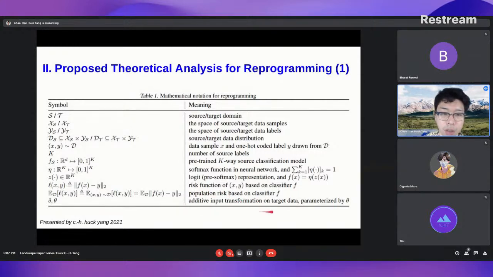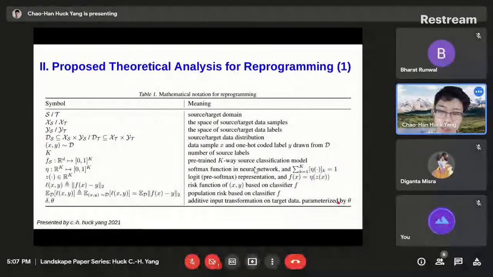So here, this additive input transformation on the target data is parameterized by a theta. You can see this X will add a theta, which is trainable. But in the neural network, mostly the Z is trainable. Oh, sorry, in the fine-tuning based methods, the Z is trainable with the theta. But right now, we parameterize this theta for the noise on this target data.